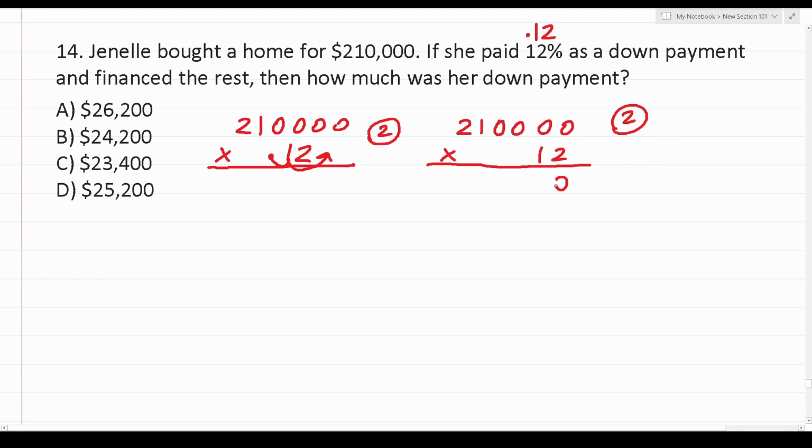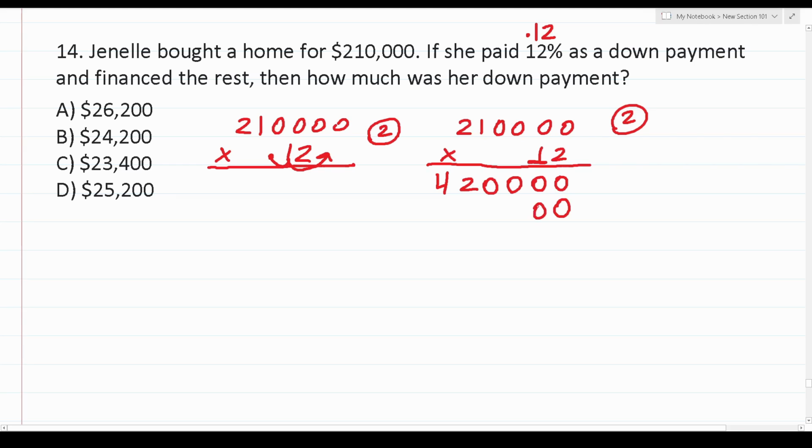2 times 0 is 0. 2 times 0 is 0. 2 times 0 is 0. 2 times 0 is 0. 2 times 1 is 2. And 2 times 2 is 4. Before we start multiplication with this 1, we have to bring in a 0.